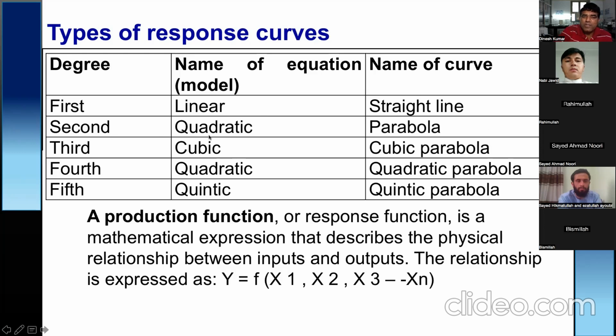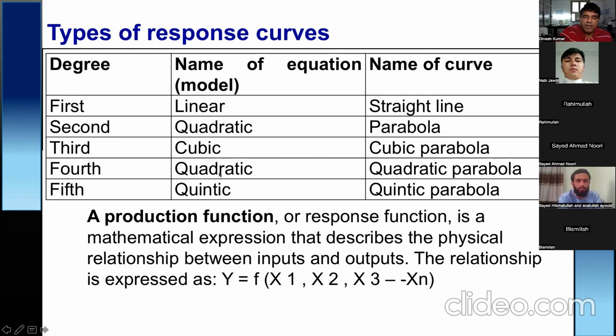Then the second is the quadratic equation. Here the power of X is 2, and the name of the curve is parabola. Then there could be third degree, where the power of the independent variable X is 3, and the curve will be a cubic parabola. And then the fourth degree equation is quartic.